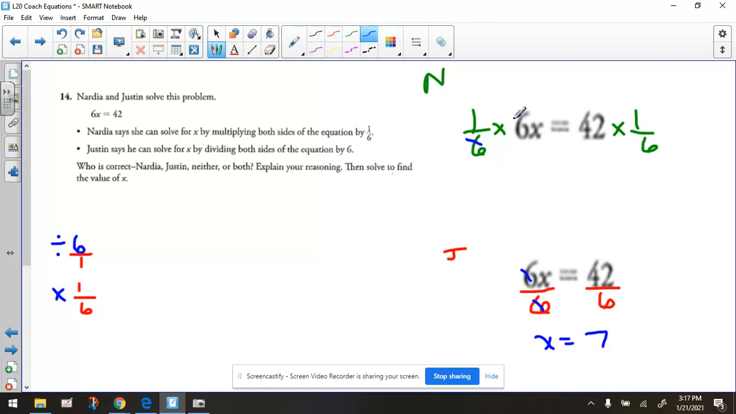We could simplify here, right? 1 times x would be x. And if we do 42 times 1/6, wouldn't we be simplifying? Getting a 1 there and getting a 7 there and getting 7 also. All right, so we need to know who is correct. Nardia, Justin, neither, or both. Explain your reasoning, then solve to find the value for x. Now we've already solved. We already have the answer to that, but looks like both of them are correct.